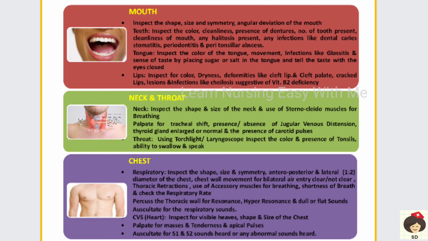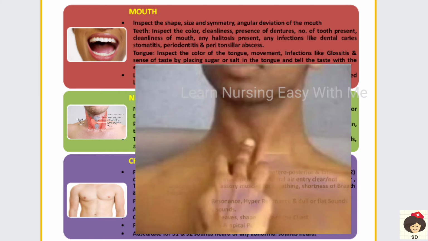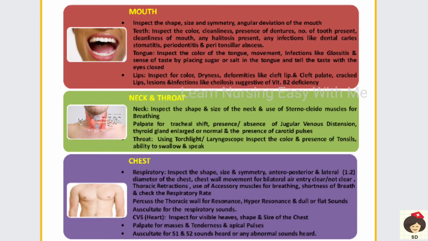And there can be a tracheal shift. For tracheal shift you will be using 3 fingers. One finger you keep on the tracheal line, that is the middle finger. On either side you keep the other 2 fingers, and you slide the fingers down. If there is a tracheal shift, you can see the fingers sliding to one side. That you can identify.